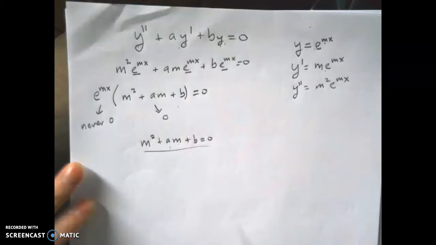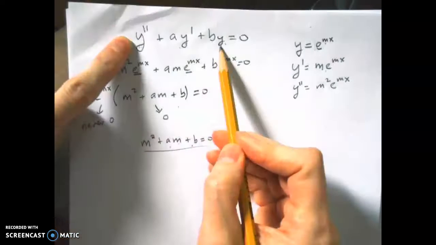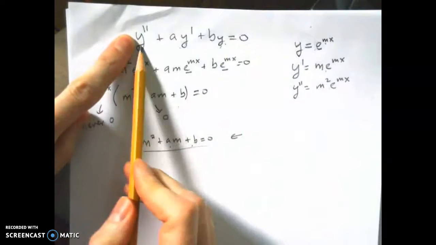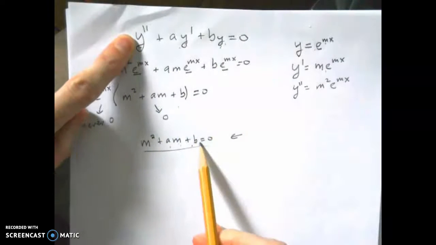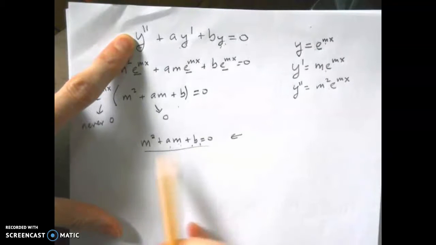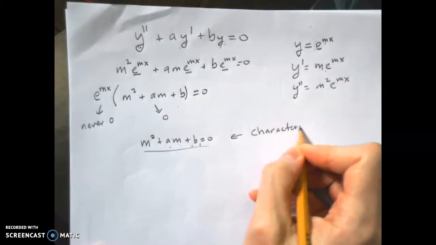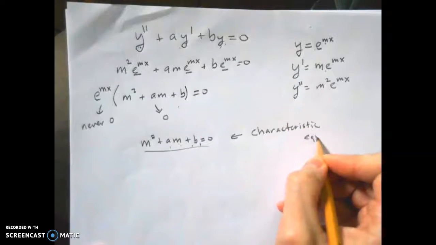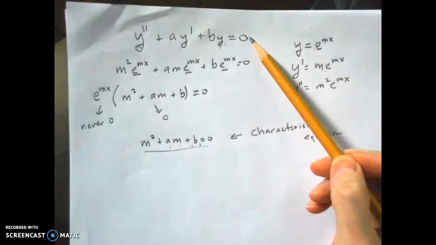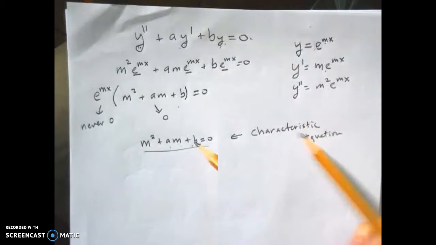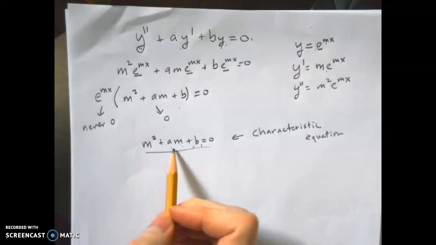Now, remember, this is a simple quadratic. Actually, there's a name for this equation. And notice this equation looks a lot like the differential equation. It's almost like you replace your y double prime with an m squared, your y prime with an m, and your y with just a 1. Okay? It's kind of interesting how that works. This thing is called the characteristic equation. So if you have your second order differential equation up here, its corresponding characteristic equation looks like this. Okay? Three things happen when you solve a quadratic.